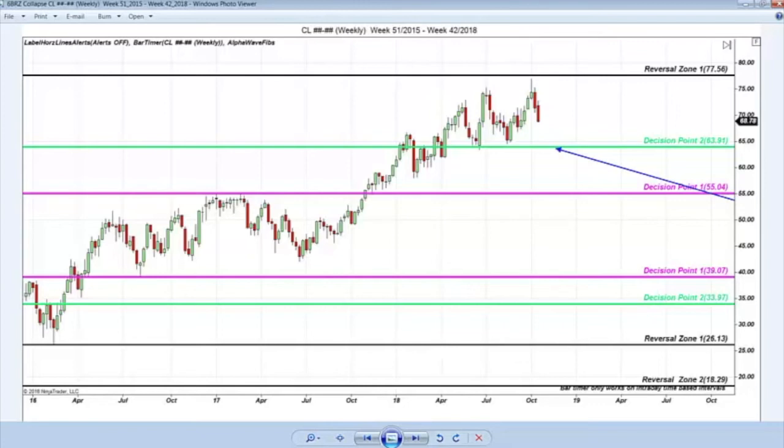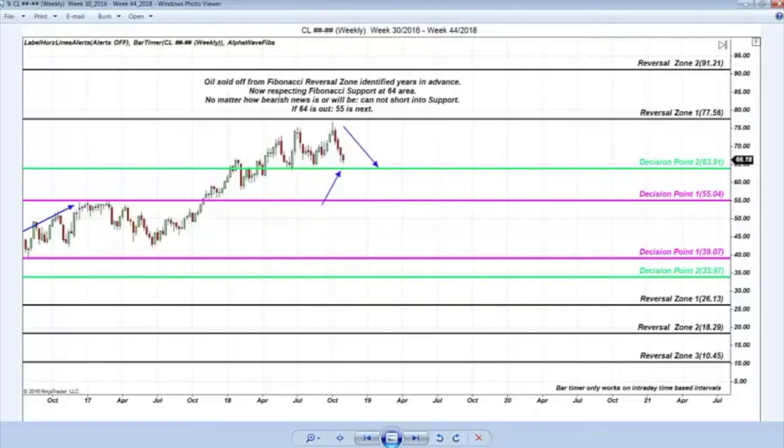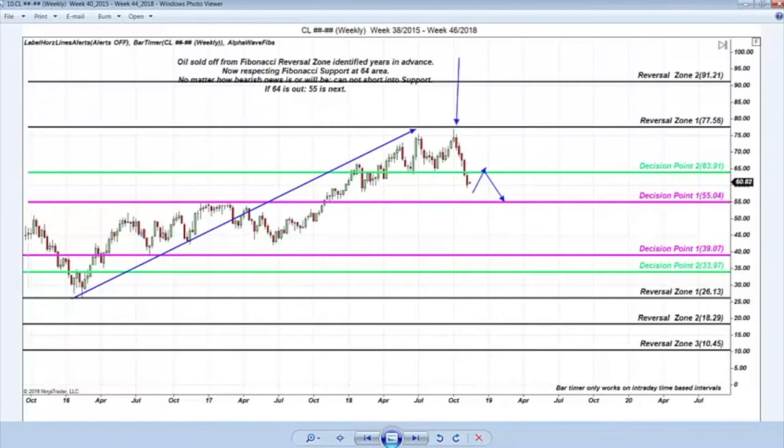This is what oil had done next. 64 is key institutional support. If this support is out, oil heading to 55. Oil hanging for dear life, coming to this key support, where oil been dancing for months and months in 2018. This key support is finally out. Oil selling off. No surprise.